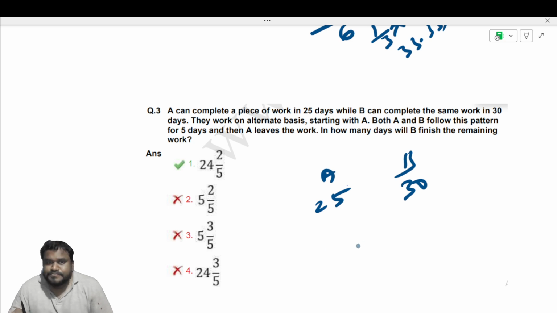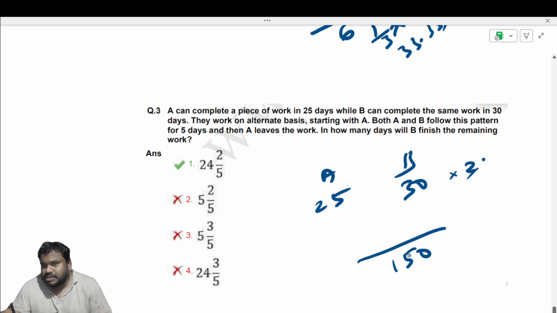So now we can calculate the days. 25 days and 30 days. What is the LCM of them? Take the largest number, 30 into 2 is 60. 60 is not divisible by 25. Take it with 3, 90 is again not divisible. 4 is 120, no. 5 is 150. 150 is divisible by 25. So 150 is the LCM.